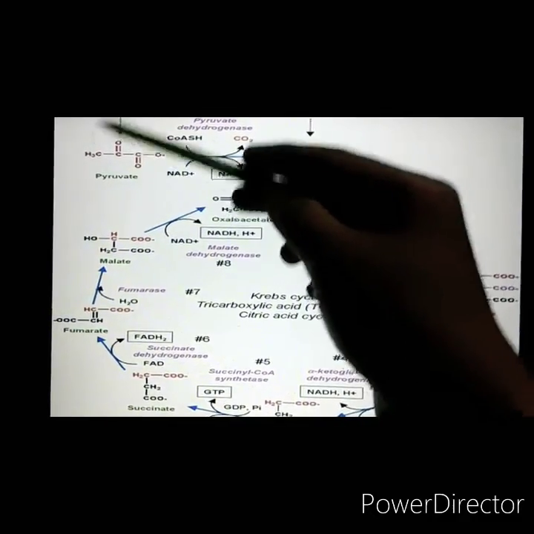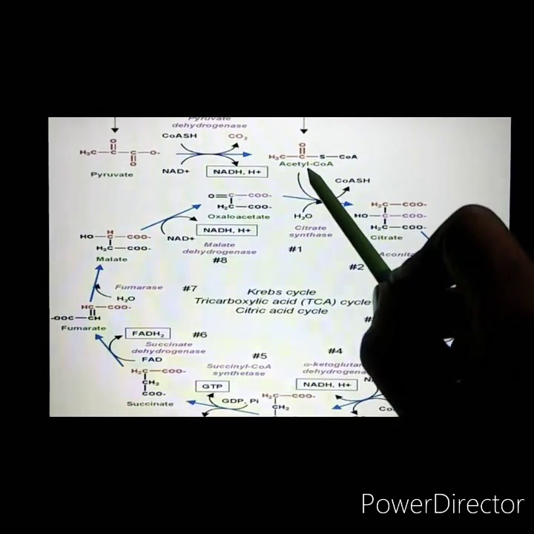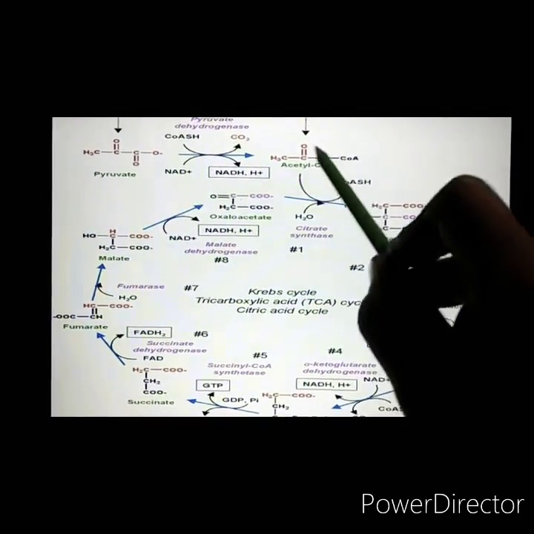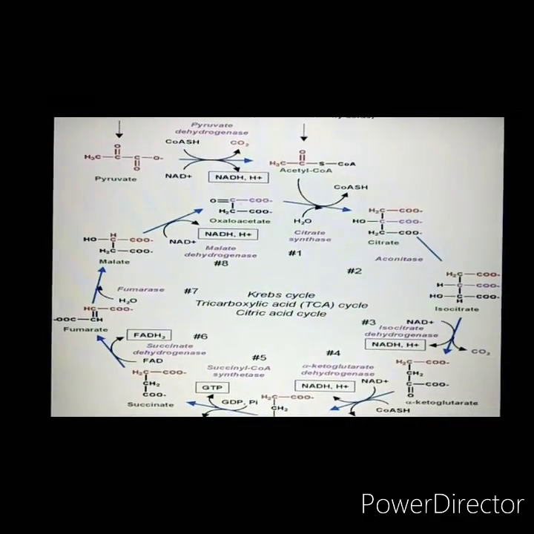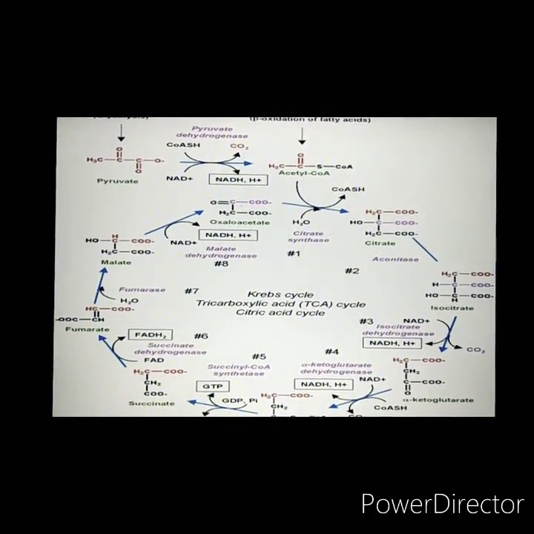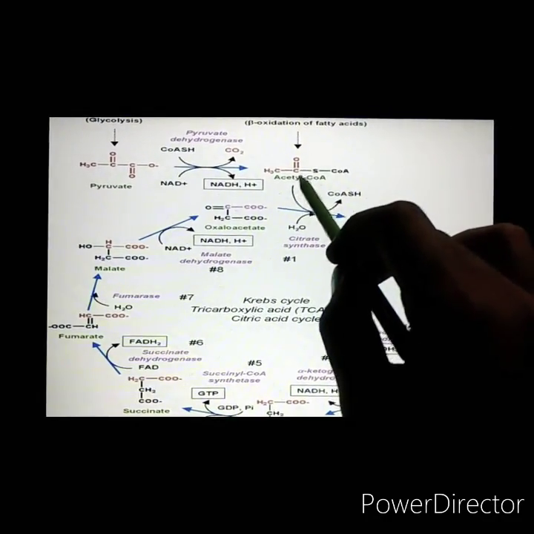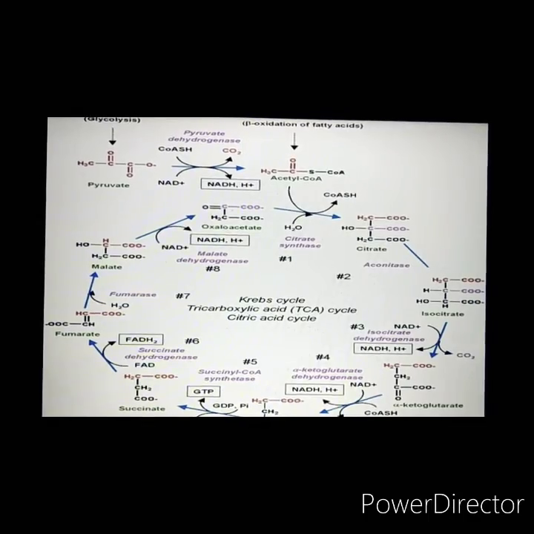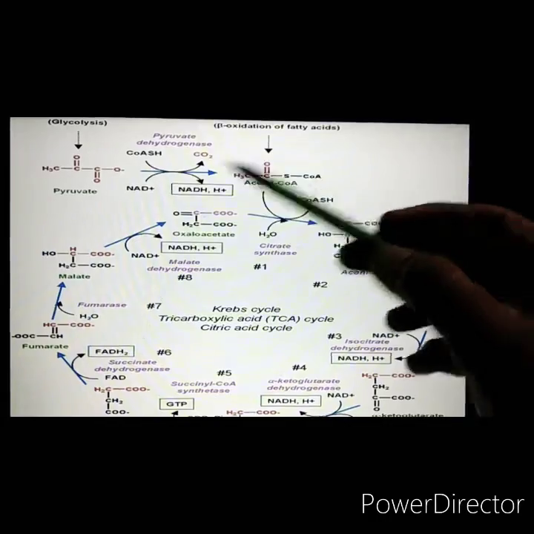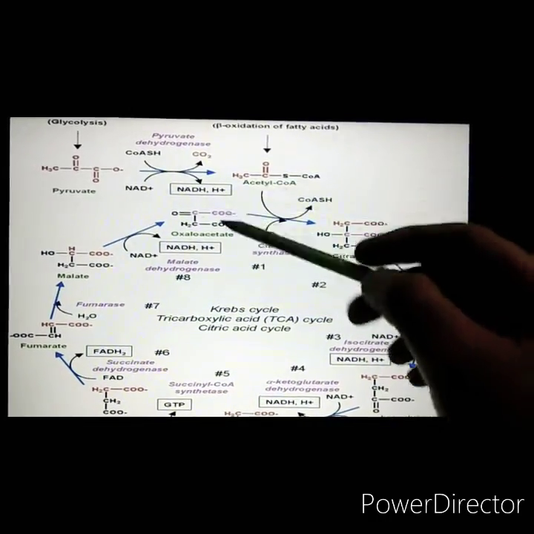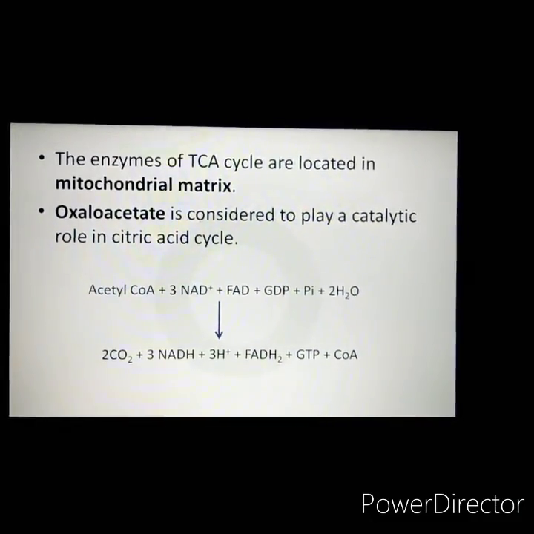This takes place in the cytosol. Now this pyruvate is being oxidized to acetyl-CoA, and this takes place using pyruvate dehydrogenase complex in the inner mitochondrial matrix. Now from here, acetyl-CoA is being transferred into the mitochondrial matrix, wherein this acetyl-CoA and oxaloacetate, as I said, oxaloacetate plays a catalytic role in the citric acid cycle.